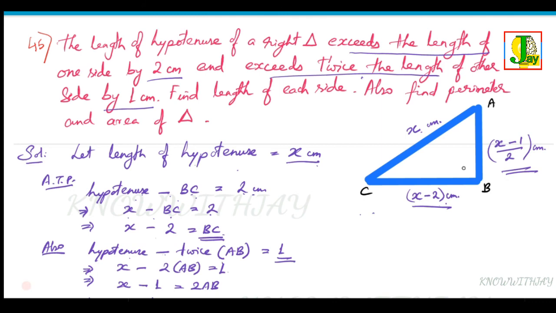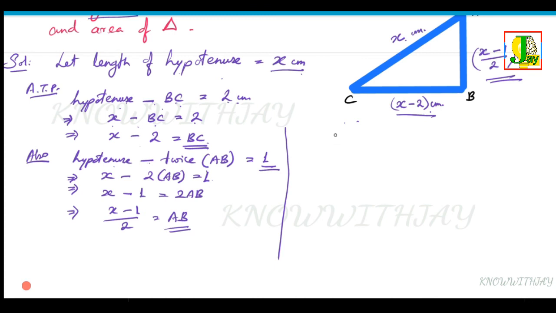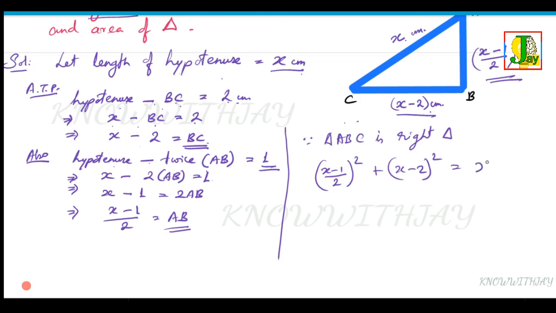Now once we have found all three sides, we can use Pythagoras theorem, since this is a right triangle. Since triangle ABC is a right triangle, we can apply Pythagoras theorem. That means x minus 1 by 2 whole squared plus x minus 2 whole squared equals the hypotenuse squared. So the sum of the squares of the other two sides equals the square of the hypotenuse.